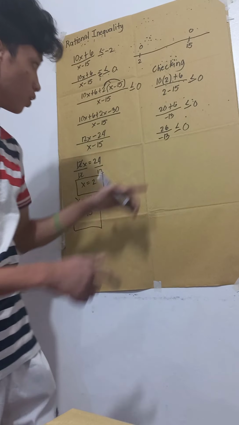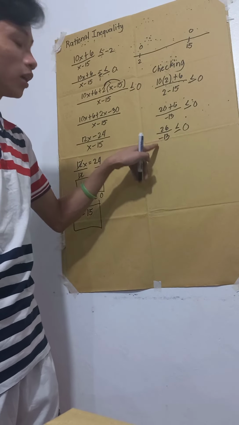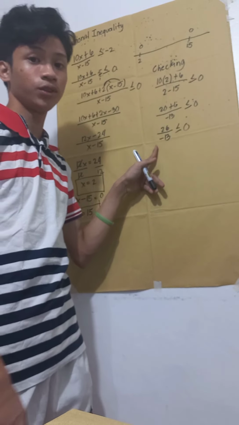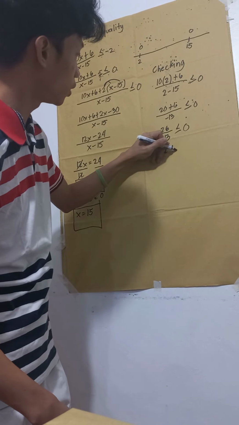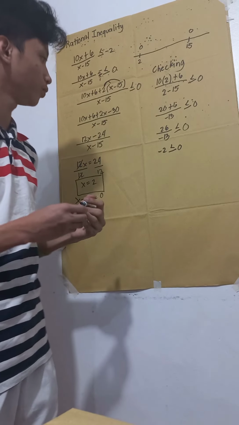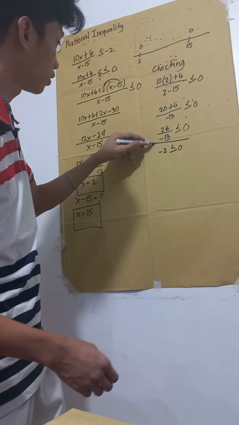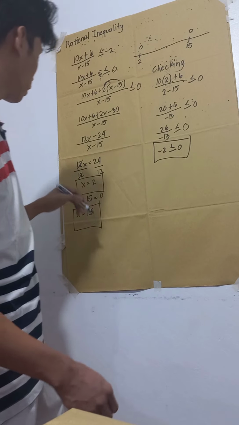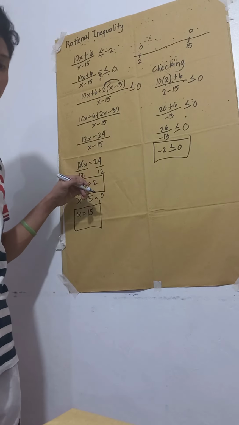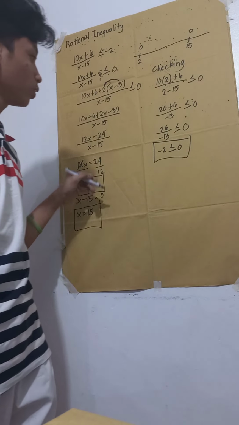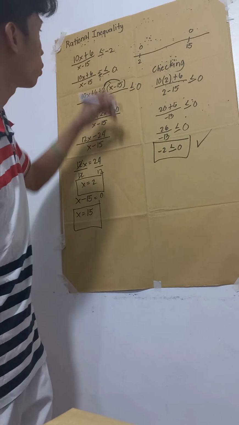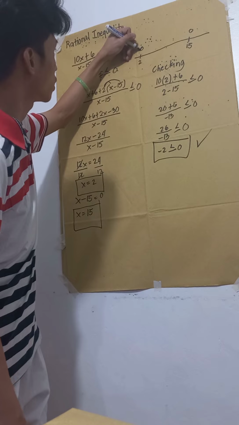Next one. 26 divided by negative 13 is negative 2. Negative 2 is less than or equal to 0. So the equation is correct, or x equals 2 is a solution. So we're going to put a shade on it.